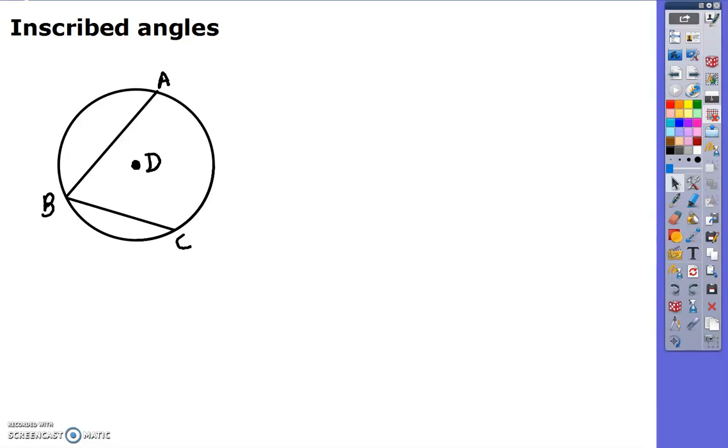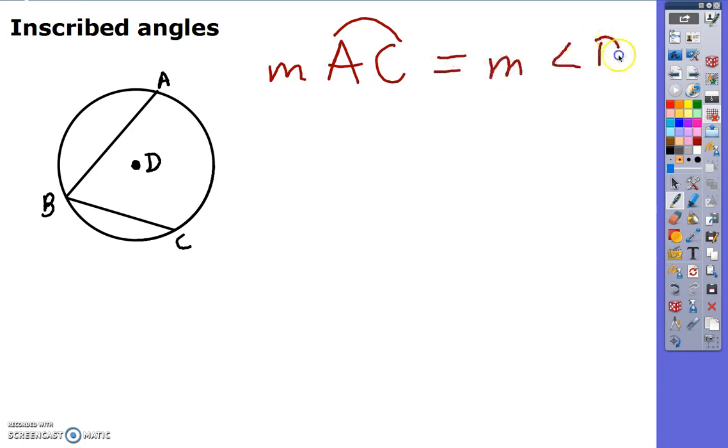The question is, inscribed angles, and how do we use them? Now we had a little bit on our assignment, but we're going to go ahead and look at this. So we've got the relationship, and we're going to write it down in math words. So we've got the measure of arc AC, which would be 120 degrees, etc., which we know is equal to the measure of angle ADC, the central angle.